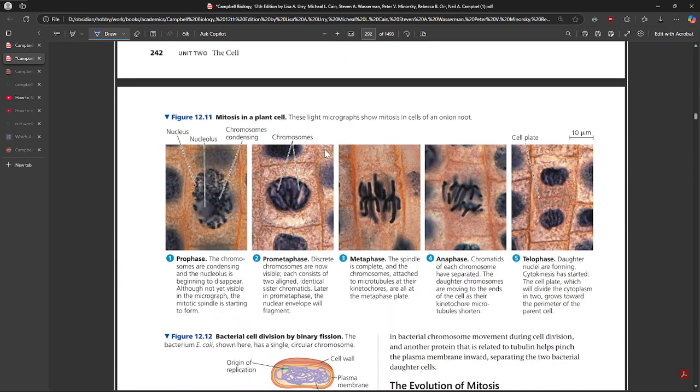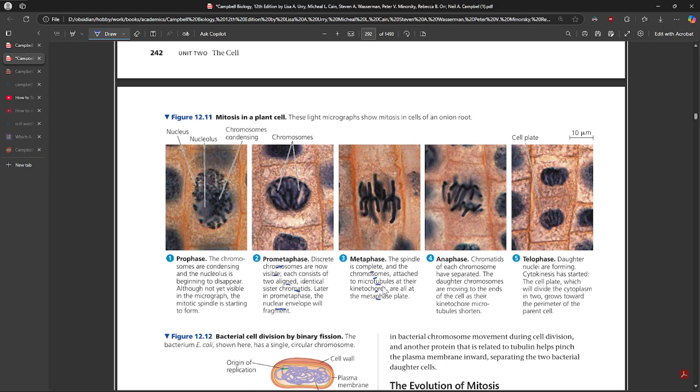So over here, we're looking at your prophase. You're going to see chromosomes condensing, nucleolus beginning to disappear, mitotic spindle fibers forming. Discrete chromosomes are not visible. Aligned sister chromatids. Later in prometaphase, the nuclear envelope will fragment. The spindle is complete. The chromosomes are attached to microtubules at their kinetochores and are all at the metaphase plate.